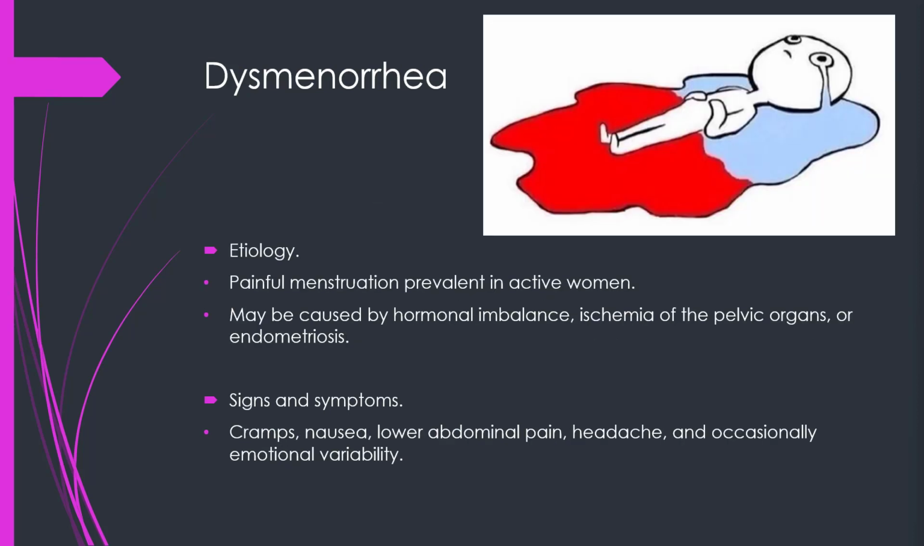Dysmenorrhea is the painful menstruation prevalent in active women. This may be caused by a hormonal imbalance, ischemia of the pelvic organs, or endometriosis. Signs and symptoms include cramps, nausea, lower abdominal pain, headache, and occasionally emotional variability. The management is to engage in mild to vigorous exercises. Continued activity is encouraged as long as performance levels do not drop.